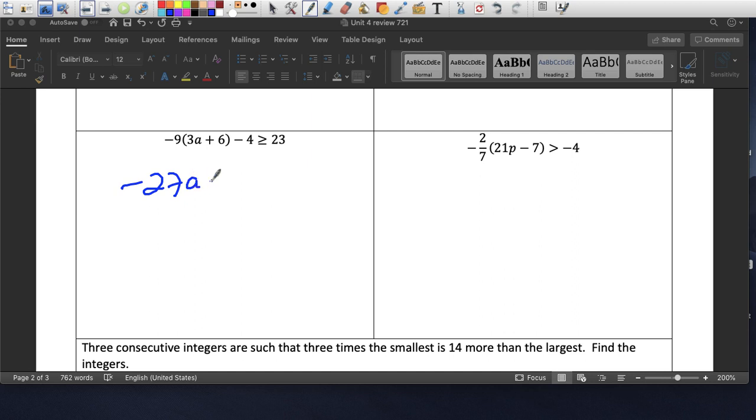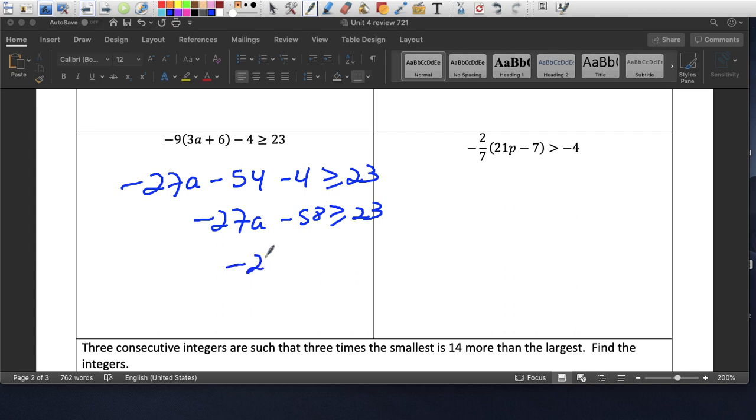Negative 27a minus 54 minus 4 greater or equal to 23. Negative 27a minus 58 greater or equal to 23. Negative 27a greater or equal to, I have no idea what this is, 81? Right, because plus 58 on both sides. Divide this by negative 27. And we're going to get a is less or equal to negative 3.